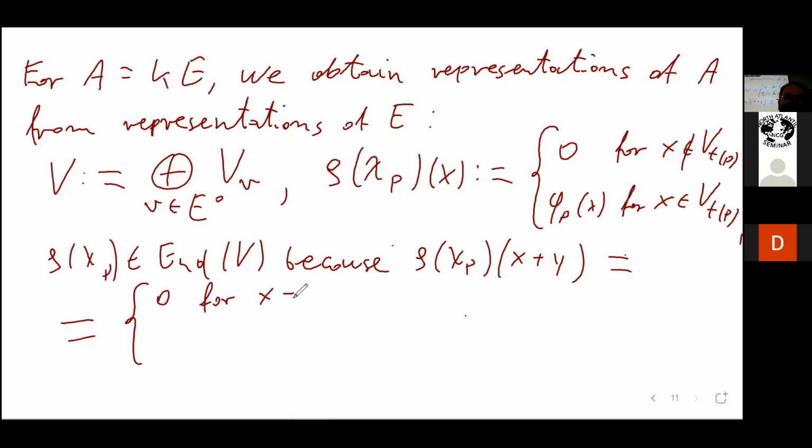for x plus y not in V_t(p), and it is phi p of x plus y, which is, yeah, and here we have. Oops, I didn't think it over, to be honest, because we might, wait a second. I have to remember that this is a direct sum, and yeah, this is a little bit too awkward.